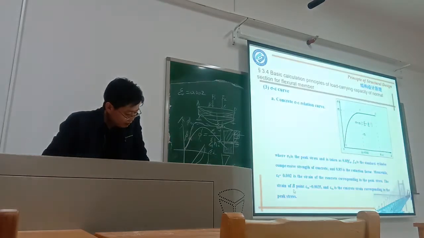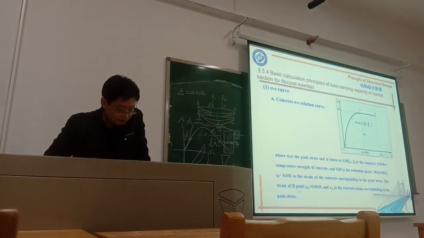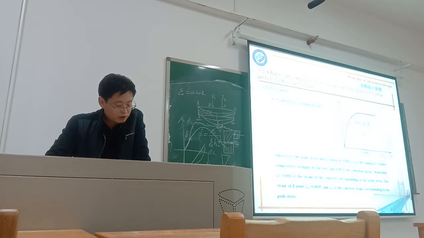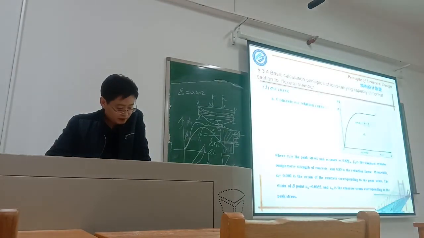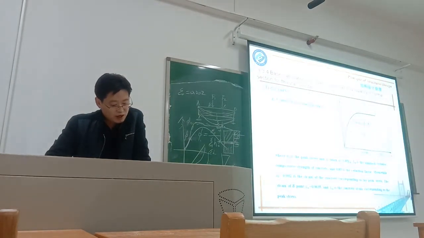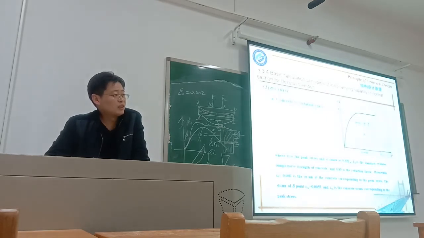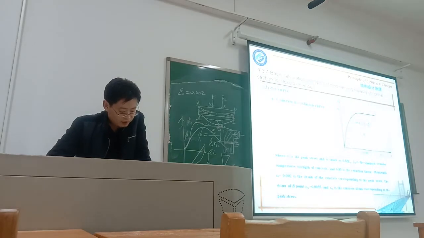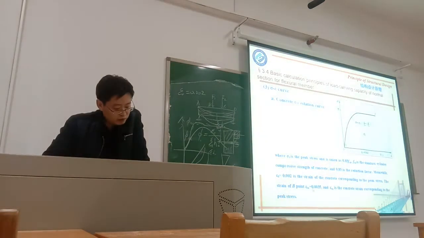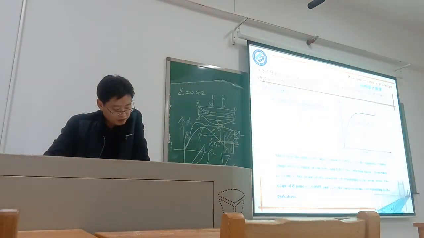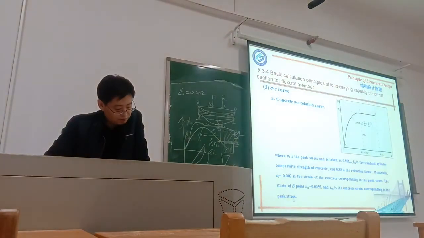The strain of point B here is epsilon cu, which is actually the ultimate strain. That means once the strain is larger than that, the structure is already destroyed. This value is equal to 0.0035. Normally we use this value.